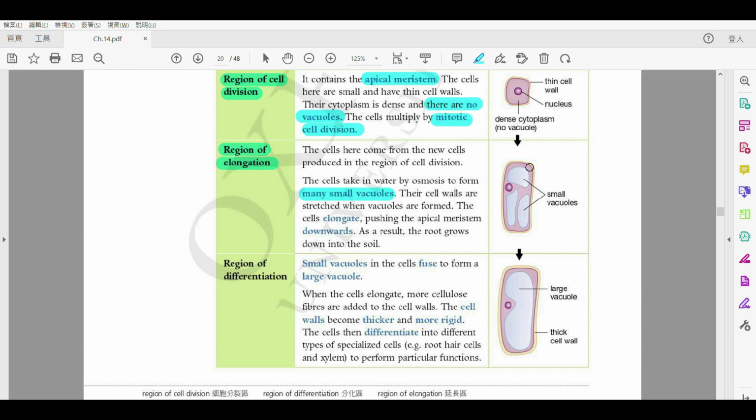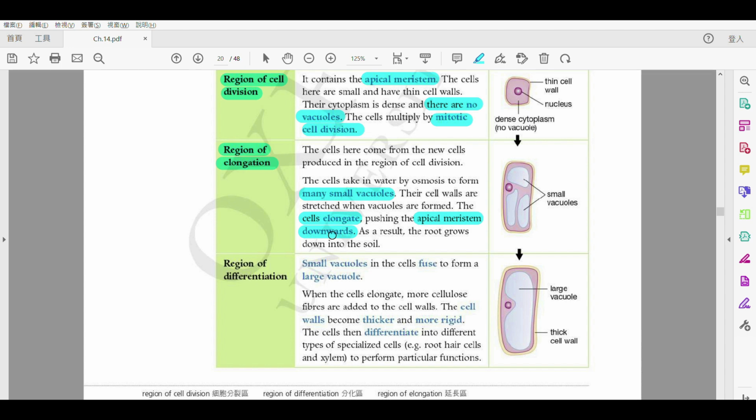So these small vacuoles will actually help the cell to elongate. So they're getting longer. Okay? So when they elongate, they will push the meristem downwards, or you can say upwards. So why do we use the word downwards here? Because we're talking about the root. So of course, the root keeps on going down. If we're talking about the shoot or the stem, it would keep on going upwards.